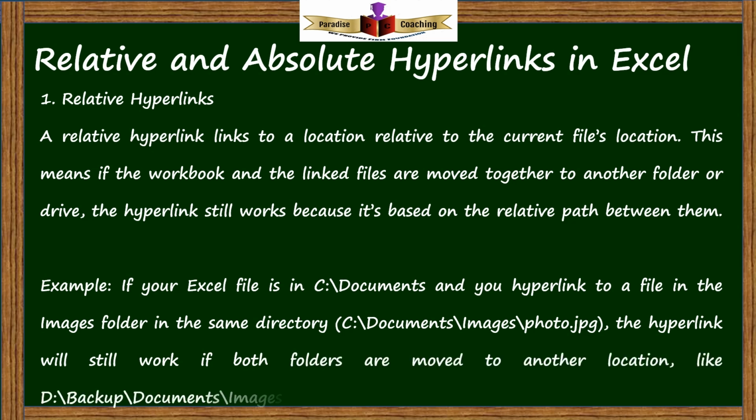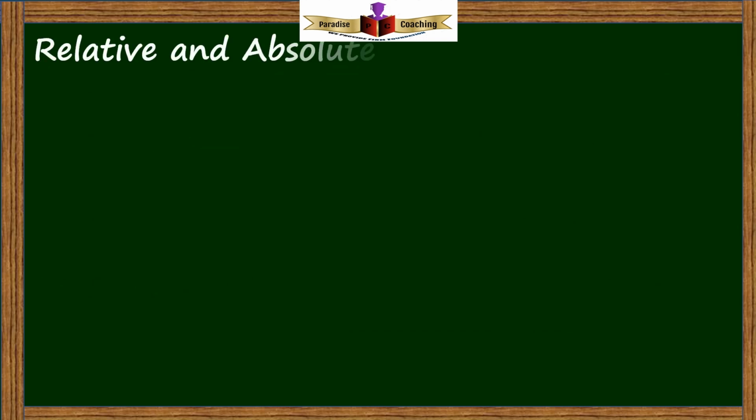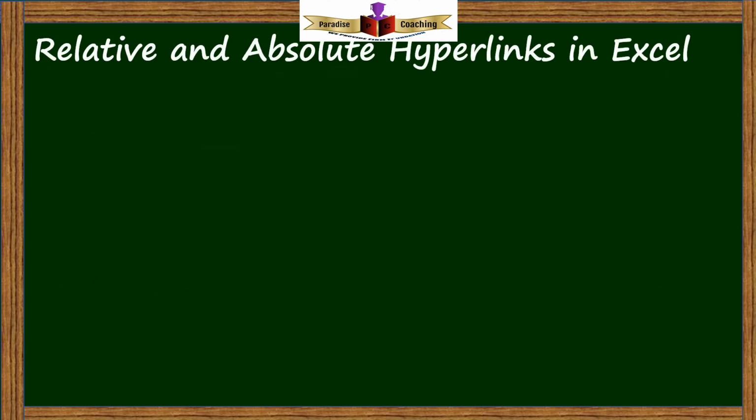Example: if your Excel file is in C:\documents and you hyperlink to a file in the images folder in the same directory, C:\documents/images/photo.jpg, the hyperlink will still work if both folders are moved to another location, like D:\backup/documents/images.